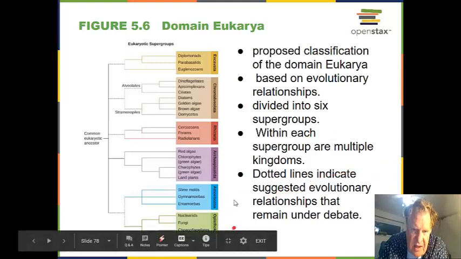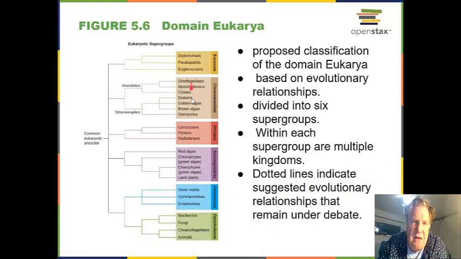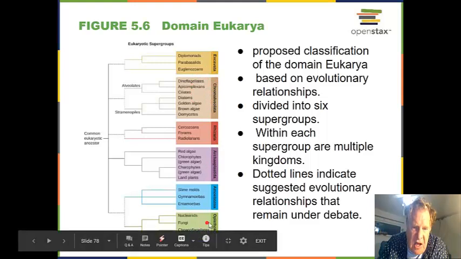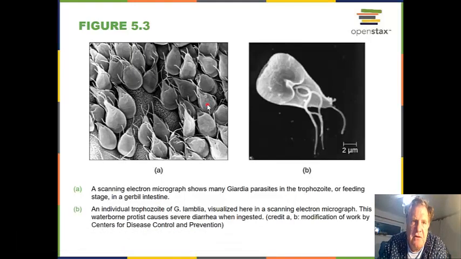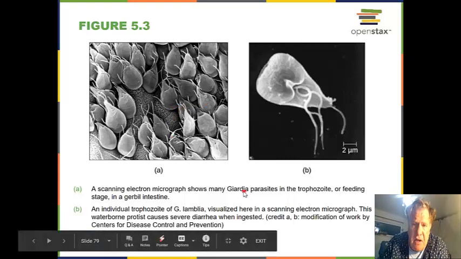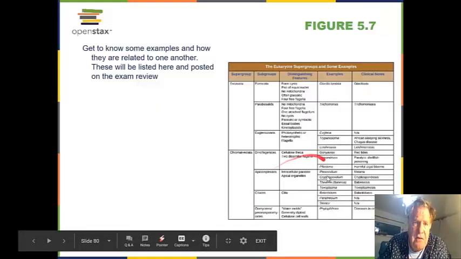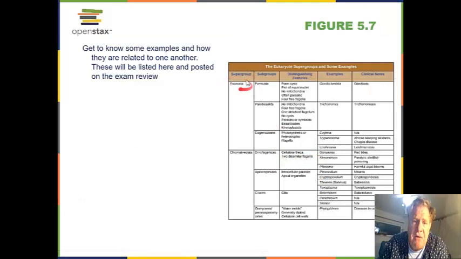Looking at it, here are the algae and the plants, animals, fungi, dinoflagellates, slime molds, etc. These are all organisms, and I'm not going to test you on those too much. But some of the organisms that you definitely need to know would be the Giardia. You need to know what that is. Here we give some of the supergroups and some of the subgroups that are in them.